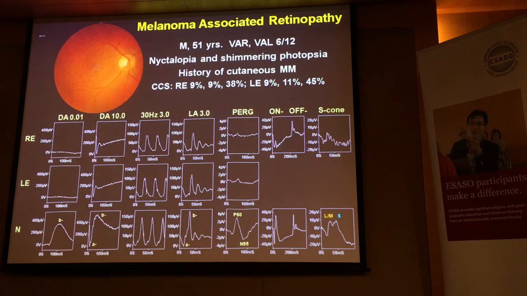And one of the reasons, what I should have added on that slide, you remember I showed you the Appaloosa horse, where there's a cause of recessive CSNB complete form. Well, melanoma associated retinopathy, the ERGs are indistinguishable from complete form of CSNB. They have no rod specific ERG, electronegative waveform, the classic on pathway loss, preservation of the off pathway, indistinguishable. But these patients have got a different history, it's acquired, it's shimmering.